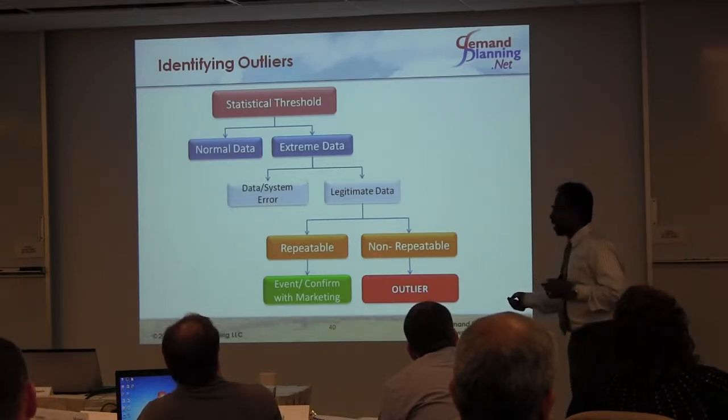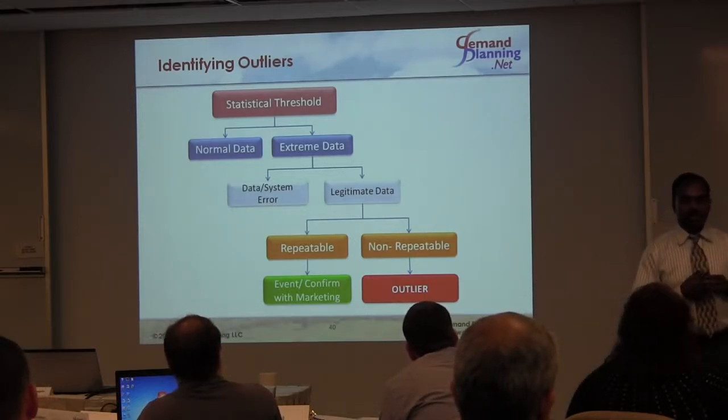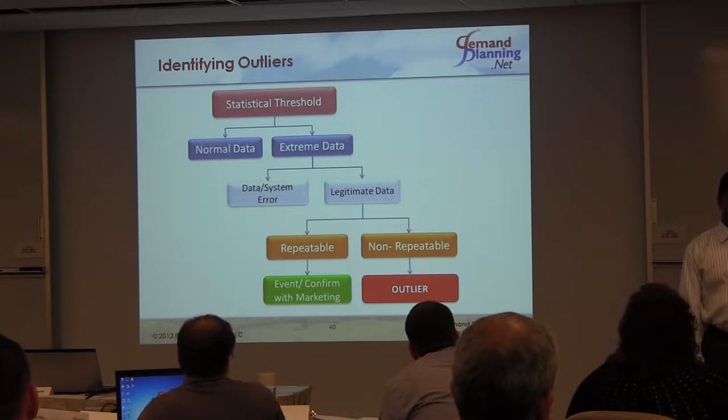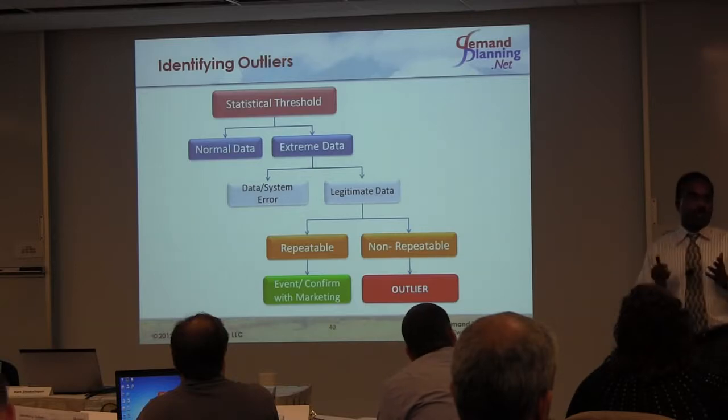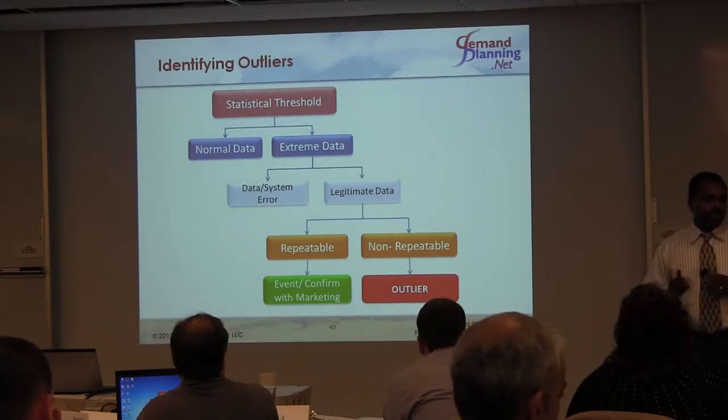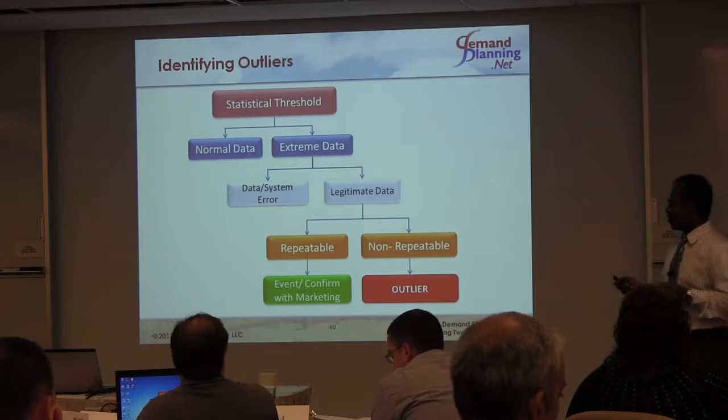Right. So if it is non-repeatable, that's an outlier that you want to correct. Now, correct doesn't mean throwing it away. Correct means replacing it with something reasonable that's within the distribution. Because if you just throw it away and make it zero, that's going to be an extreme also, compared to the average one.